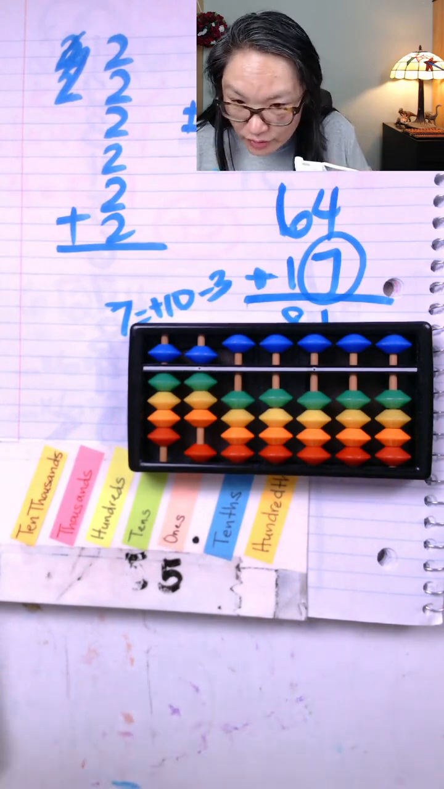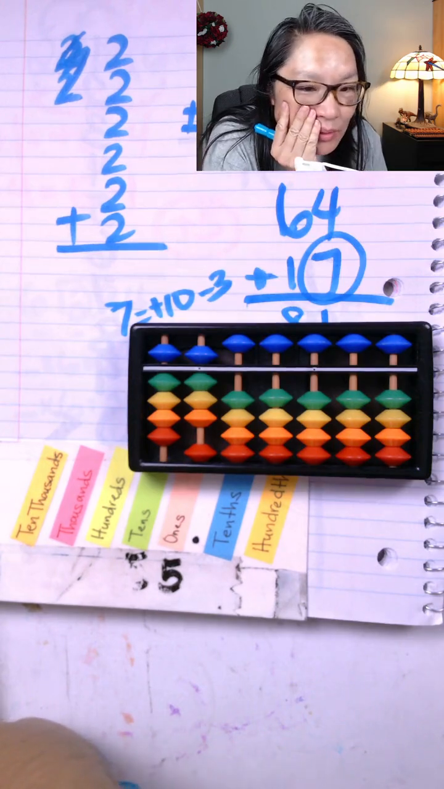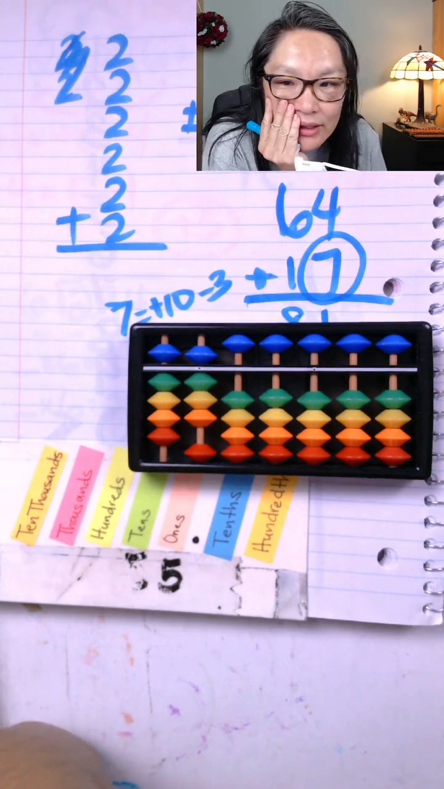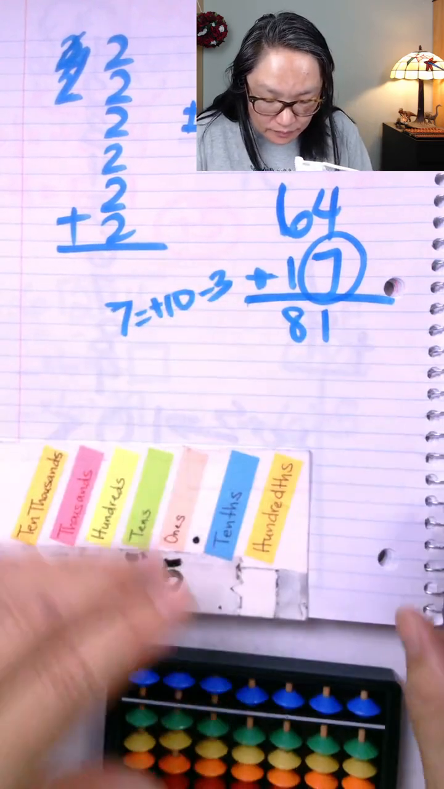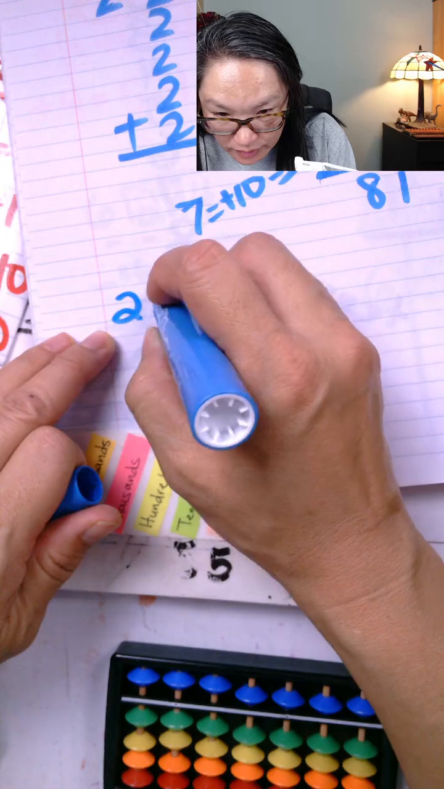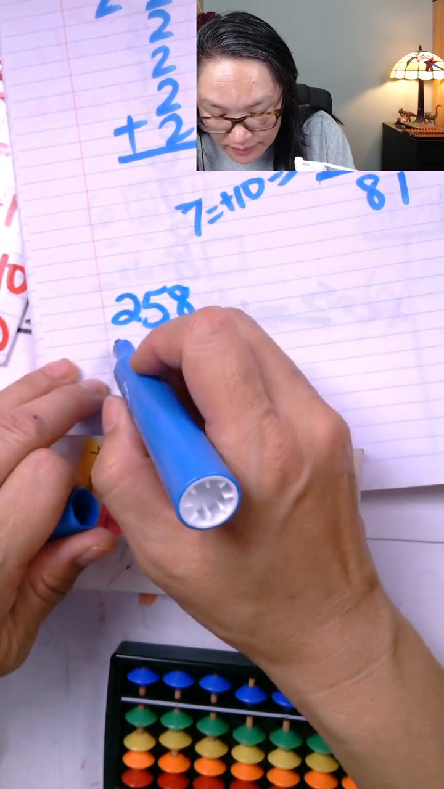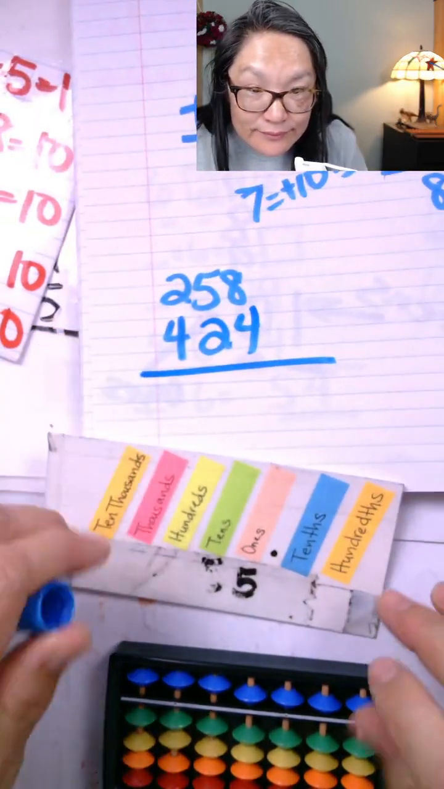Okay, we want to do 3-digit. All right, 3-digit. We can do 3-digit. Let me find my 3-digit. All right. So we have, we'll do this one. Okay. So we have 258 plus 424. How about that? Yeah?